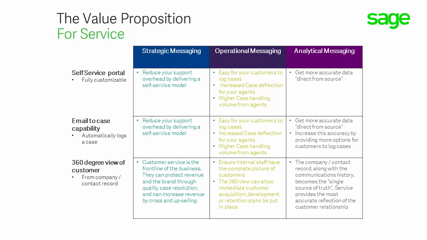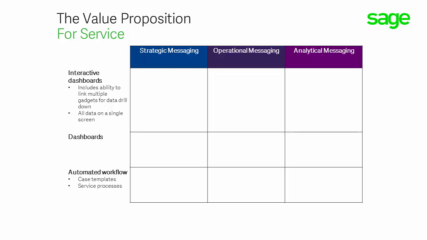If I look at email to case capability, strategically, another way of reducing support overhead by delivering another version of self-service. Through to the right-hand side, the analytical message there, getting information direct from source again, increasing accuracy, maybe with the workflow tool, working those two things together to have much faster case resolution and better data capture because of that. If I move to the next slide, you can see more messages again for the service type industry and departments within that.